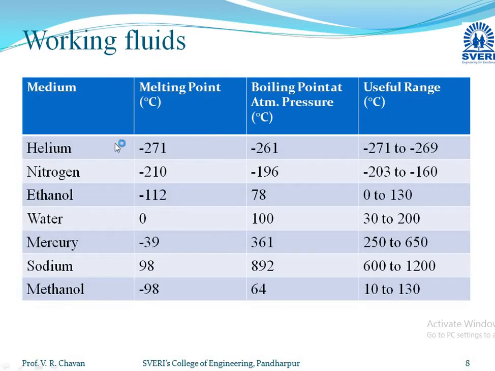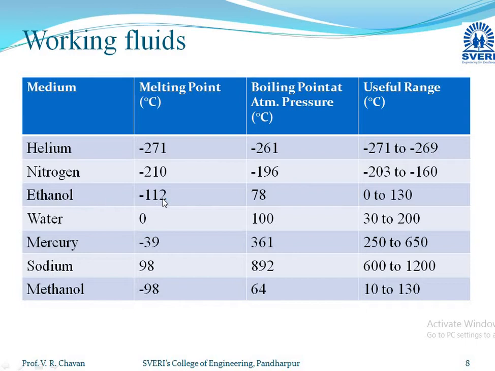Now here I have mentioned some of the materials and their melting point, boiling point and useful range in a heat pipe. Here the first one is helium. Its melting point is minus 271, boiling point is minus 261, and useful range is between minus 271 to minus 269. Then nitrogen: melting point is minus 210, boiling point minus 196, and useful range is between minus 203 to minus 160.